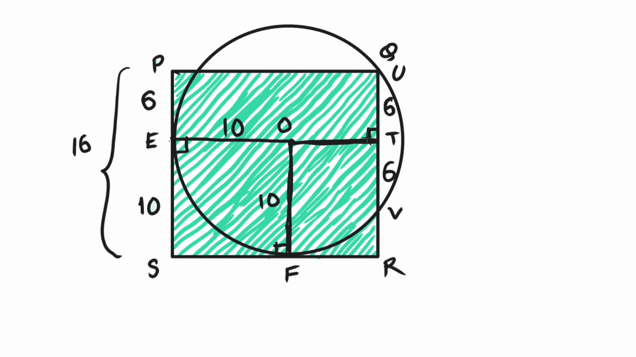Now we need to find OT. To do that, connect O to U. Since U is on the circle, OU is a radius. We already found the radius to be 10 units, so OU equals 10 units. And we now have a right triangle OTU. The hypotenuse OU is 10 units, and one of the legs, UT, is 6 units. Let's call the remaining side OT, x.